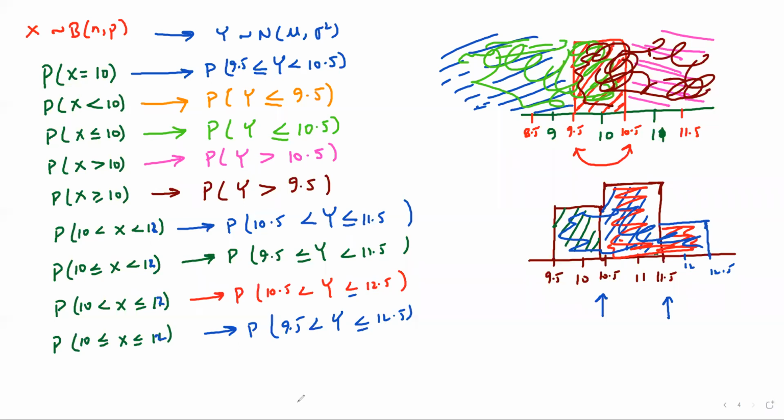In the next segment, I'll be taking a full-fledged question where we will be approximating a binomial distribution into a normal distribution and finding the required probability.